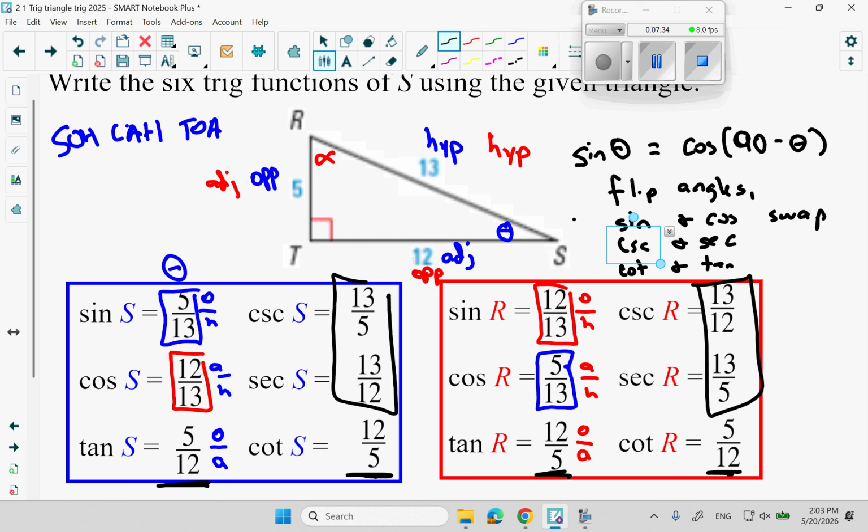Now, where did I get this 90 minus theta? Remember that, as it turns out, if I have 3 angles of a triangle, they add up to 180, and this angle right here is 90. So I know that theta plus alpha equals 90. Therefore, alpha equals 90 minus theta. And inversely, theta equals 90 minus alpha.